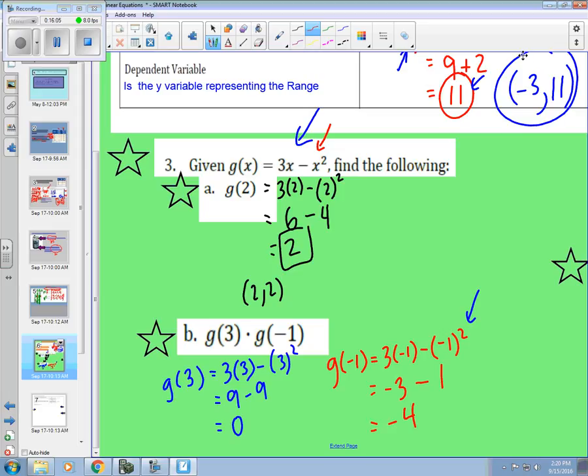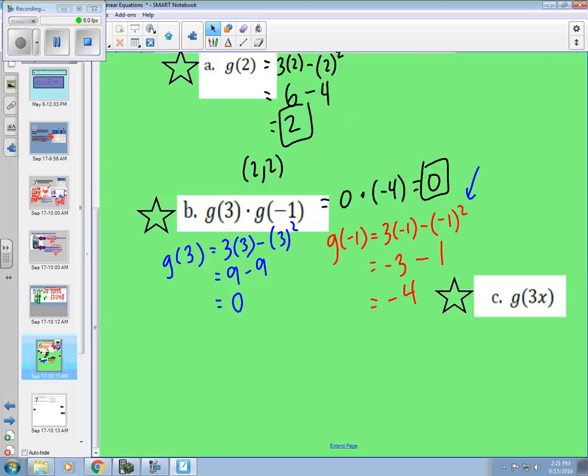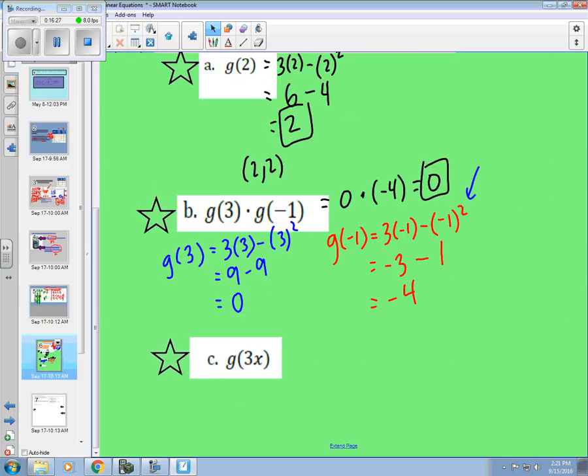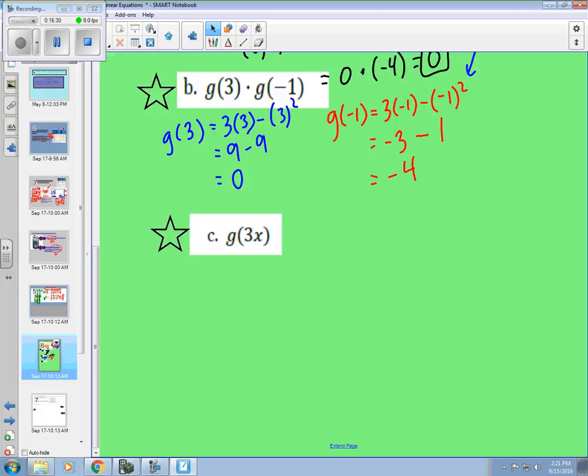Okay, now to answer the question, what are these two functions equal to if you multiply them together? Well, the first one was 0 times the one we just got, -4. If we multiply those together, 0 times anything is 0. Looks like the answer to part B is 0. All right, there's one more part here, C. C wants to know what is g at 3x. Okay, this one's a little different still.